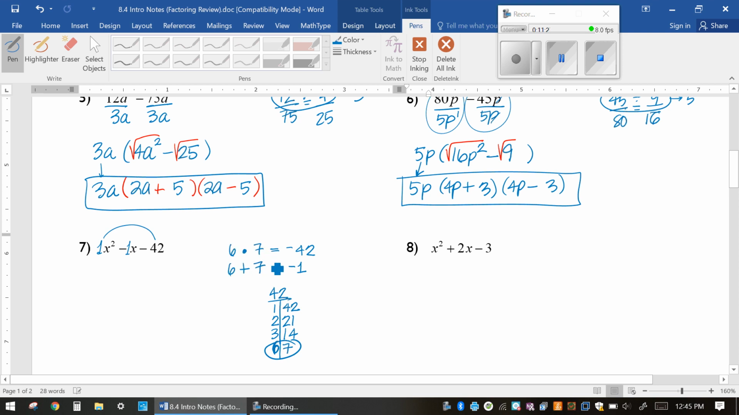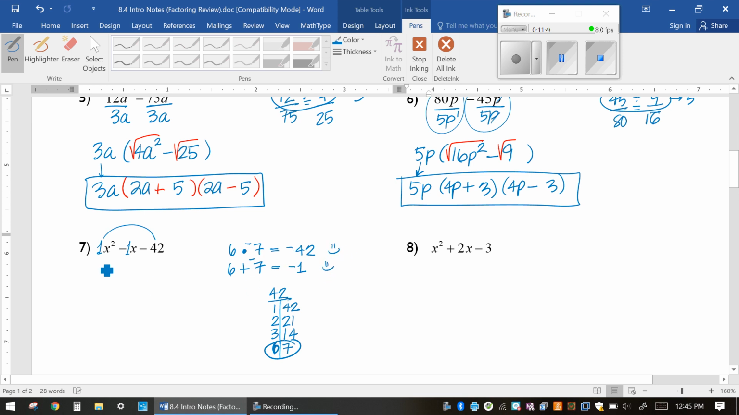So now what you want to do is check the signs. Would this work if the 6 was negative? The answer is no. Would it work if the 7 was negative? The answer is yes.